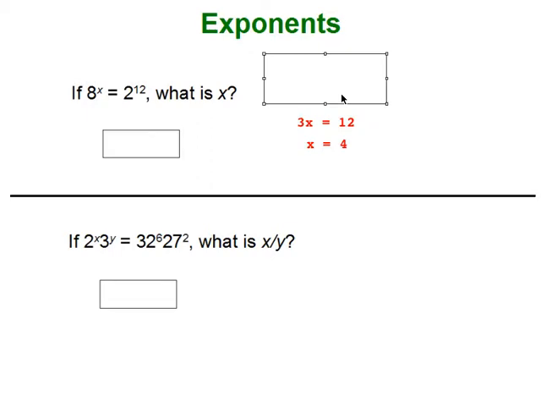So here what we can do is simply symbolize it this way. We know that 8 is 2 to the third, and that this is also being raised to the x. So we have 2 to the 3x equals 2 to the 12th. And when we have like bases, the exponents must be equal in an equation like this. Therefore, we can just extrapolate that 3x equals 12, and therefore x equals 4.